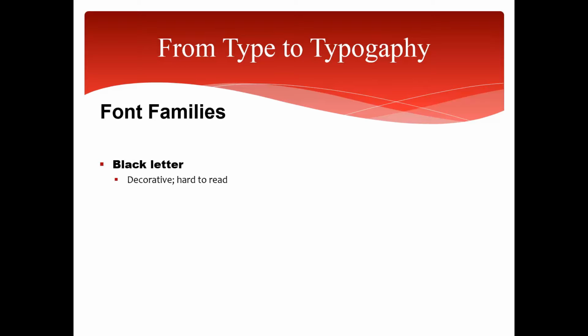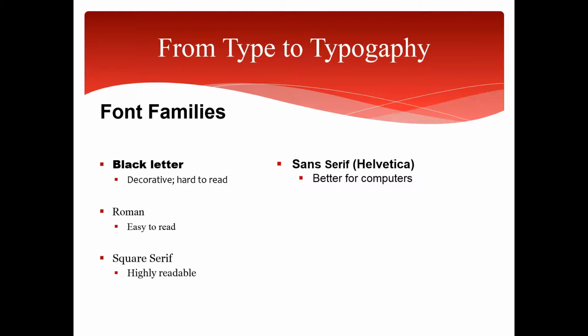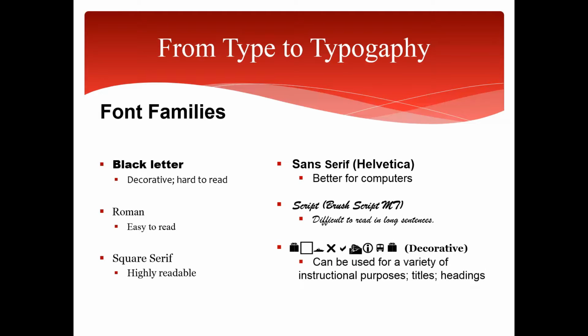So we have font families, and you can see the ones that we've talked about in our book: black letter, Roman, square serif, sans serif, which is the most common for internet or computers, script, and decorative, which are the wingdings and the dingbats, and those are the ones that we typically use for bullet points or decoration. So our most readable, if you look at this screen, is probably the sans serif, and the second most readable would be the square serif, because it's a little bit wider, has a wider counter, and it just makes it easier to read.